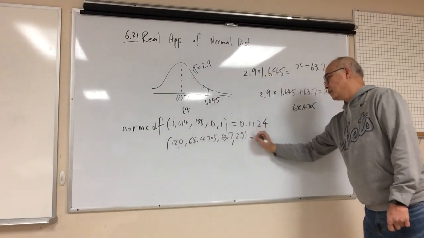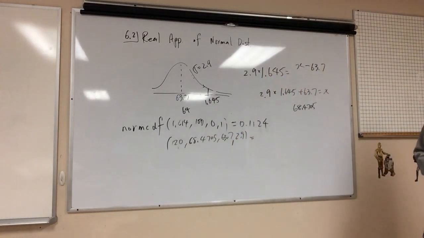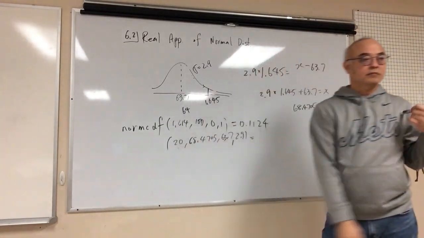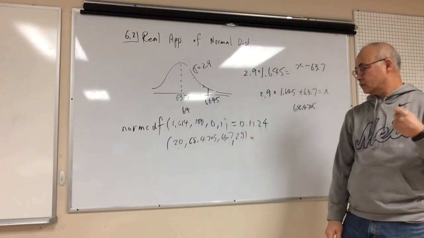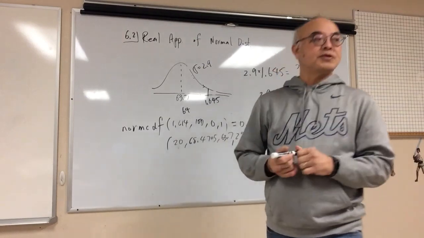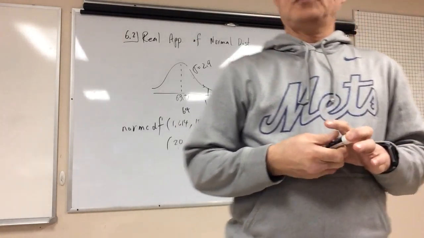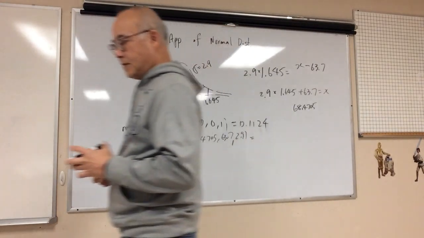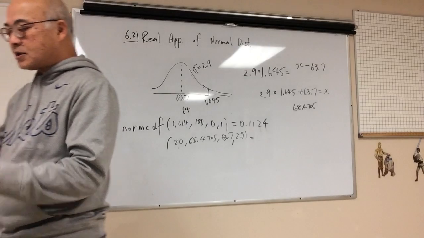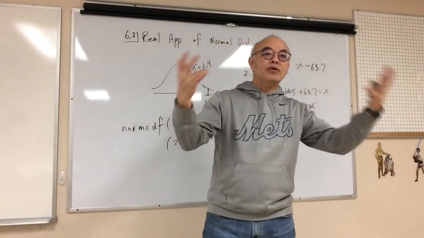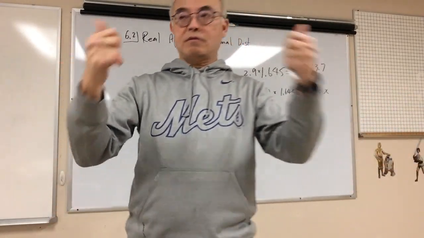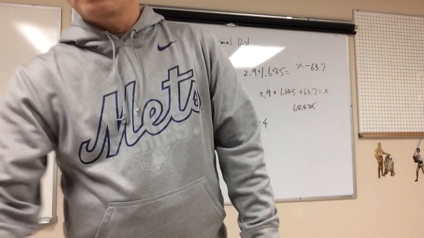Somebody run those numbers for me. 0.95. That's what I'm supposed to get, right? 95%. Okay. All right. Everybody feel comfortable with this? This is, again, basically the real life application. Are we good? All right.